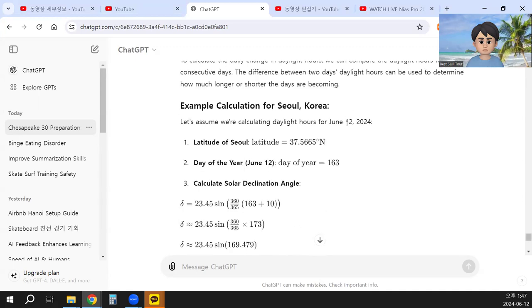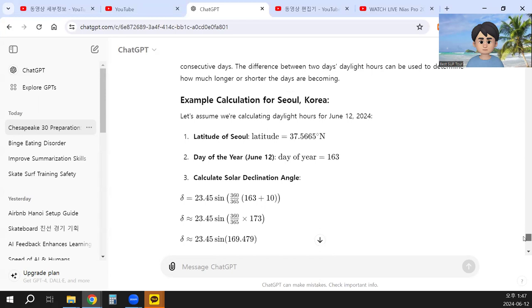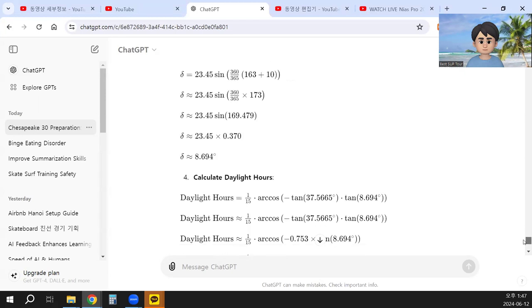And then June 12th. Let's assume we are calculating daylight hours for June 12th. Today is June 12th. The latitude is 37, so here, the day of the year is 163 days, almost half a year. Then calculate the solar declination angle, 23, and then about 8.69 degrees.